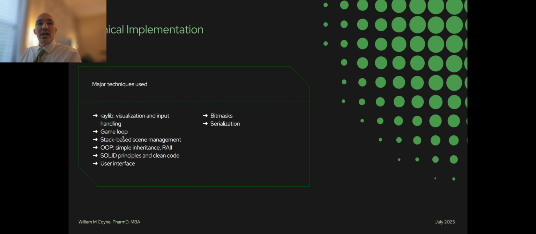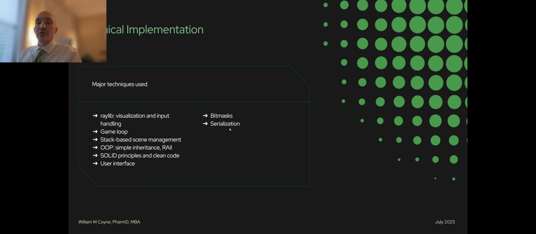Major techniques also include having a traditional game loop, and I'll point out how I did that a little bit later. Stack-based scene management, again, I'll talk about some of that. We used a lot of OOP principles, mostly in the form of simple inheritance, RAII. This is pretty textbook stuff. SOLID principles and clean code, which are always good. Make your code modular, make things sort of a black box and separated, all of those good things. We have, of course, a 2D user interface throughout our program. We use bit masks and such to select the correct tile. We use that in an algorithm to select the auto tiling feature. And then serialization, that would be the saving and loading of files.